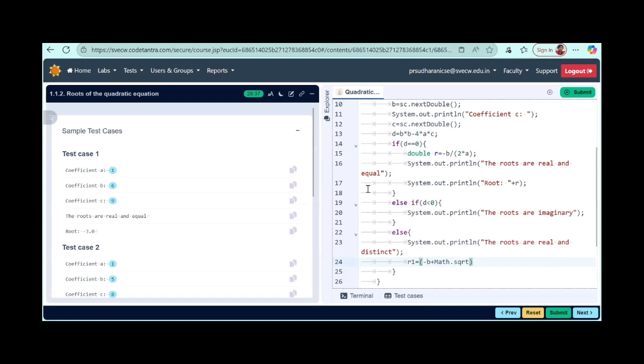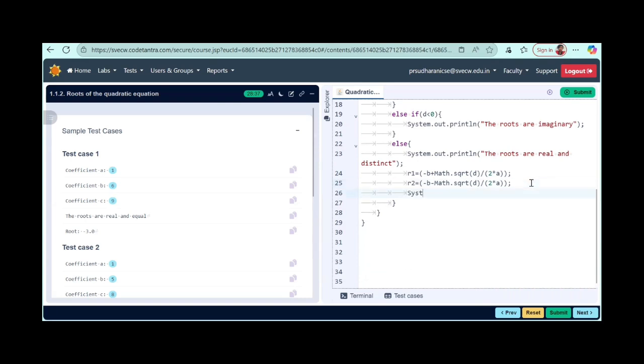What are the programming constructs that we have used in this program? We have used the scanner object, and also the system class. These are the basic input and output operations that we have performed. We have also declared certain data types. We have taken a, b and c as integers, and the discriminant as double, and so on. And we have used Math.sqrt, performing mathematical operations.